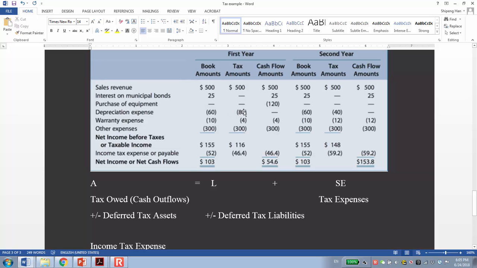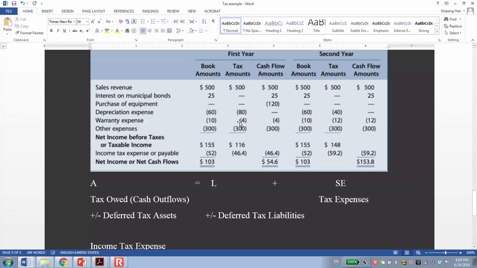Why? Because you deduct 80 rather than 60, so you reduce current taxable income, but you will increase the future taxable income. So in other words, the company deferred its tax payment in its tax reports. So we consider this a taxable difference, resulting in deferred tax liabilities.